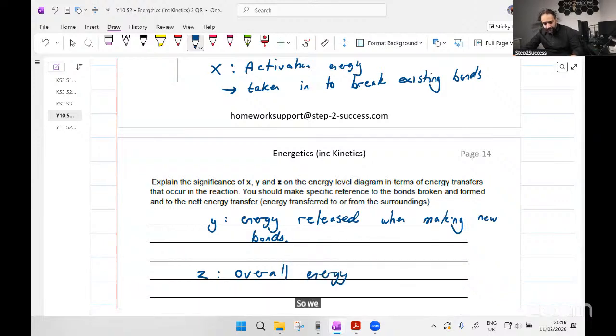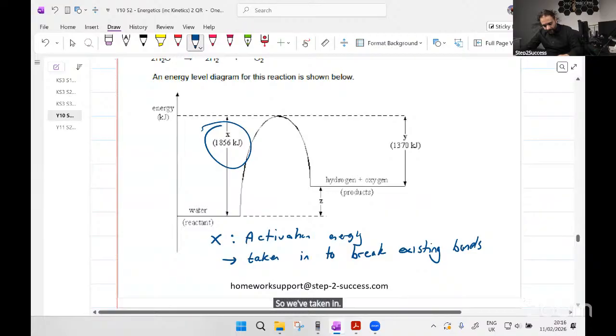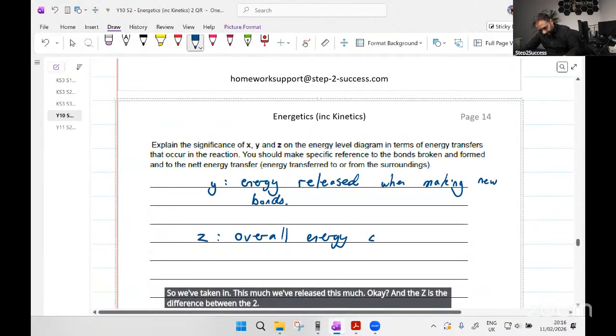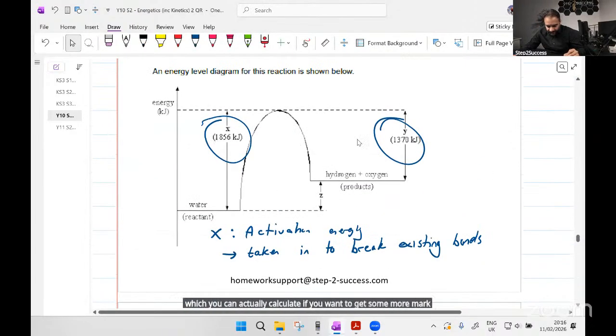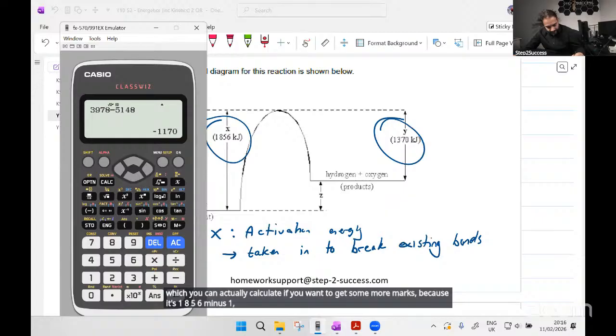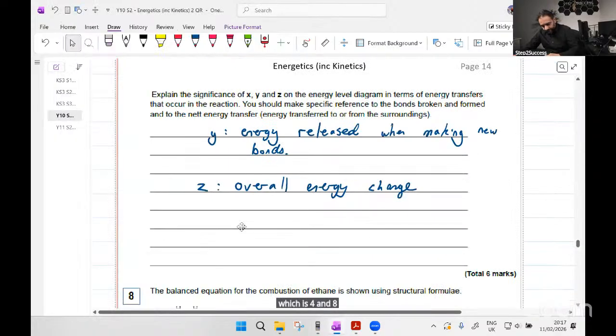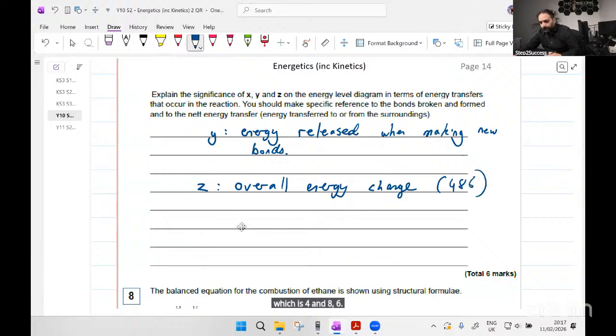So we've taken in this much, we've released this much. And Z is the difference between the two, which you can actually calculate if you want to get some more marks, because it's 1856 minus 1370, which is 486. And that's probably it.